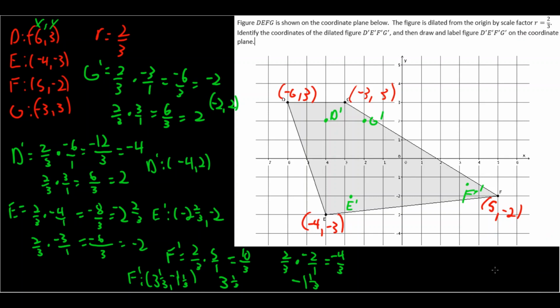Okay, back. And so we are going to take these points and we're just going to connect them real quick. And we're going to connect them with as straight lines as we can. And something like that. And there we go. We took this big one, D, E, F, G, and we turned it into D prime, E prime, F prime, and G prime. So we dilated by a factor of 2/3, which means our original shape should be shrunk by 2/3.